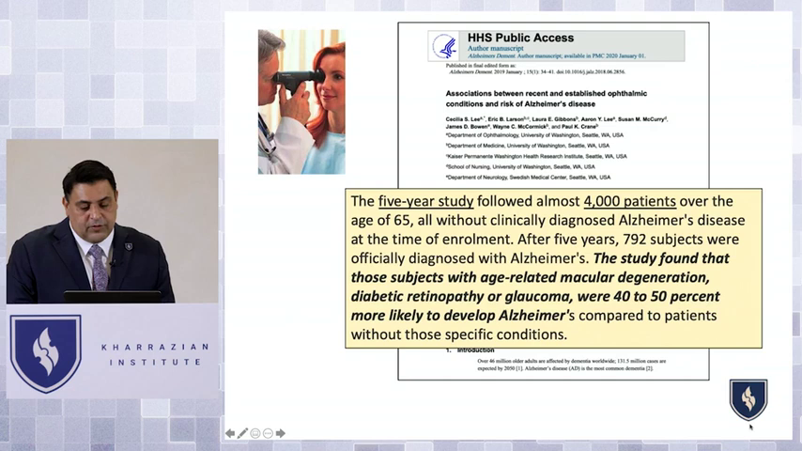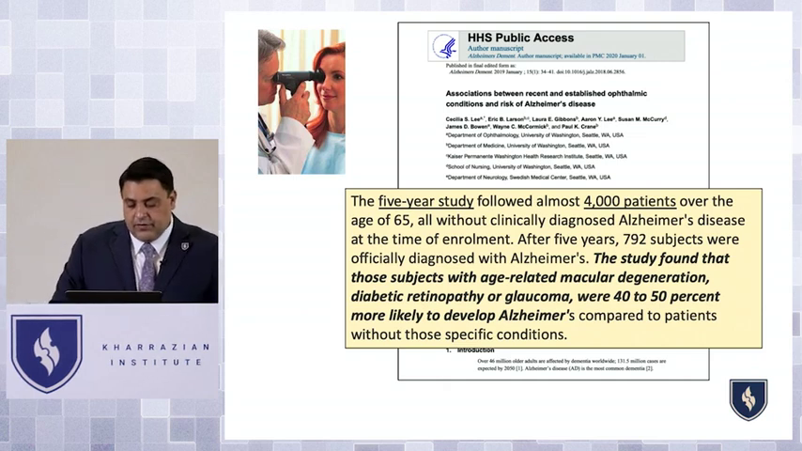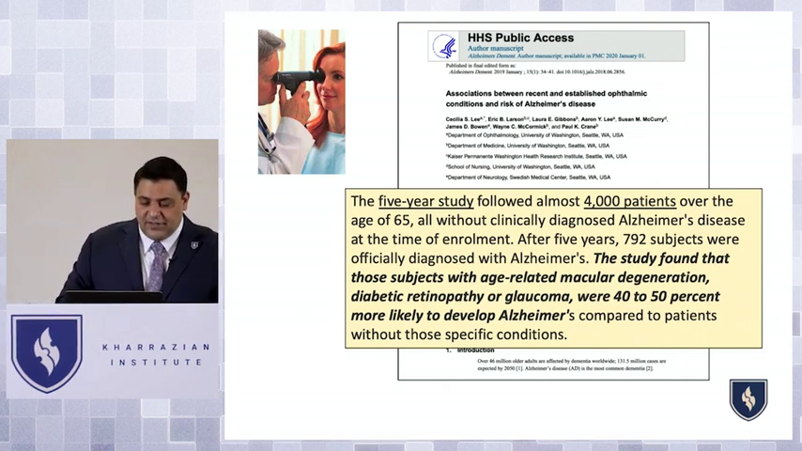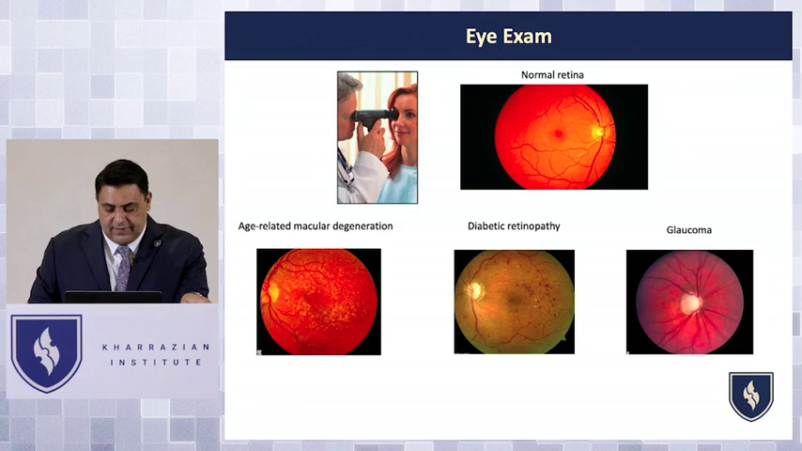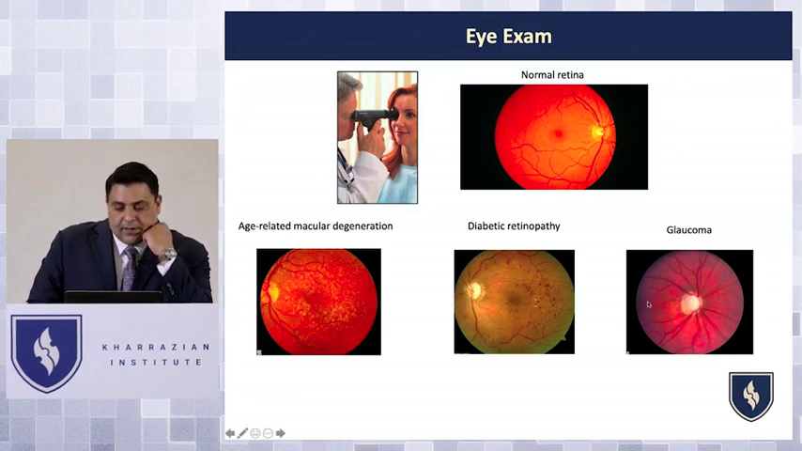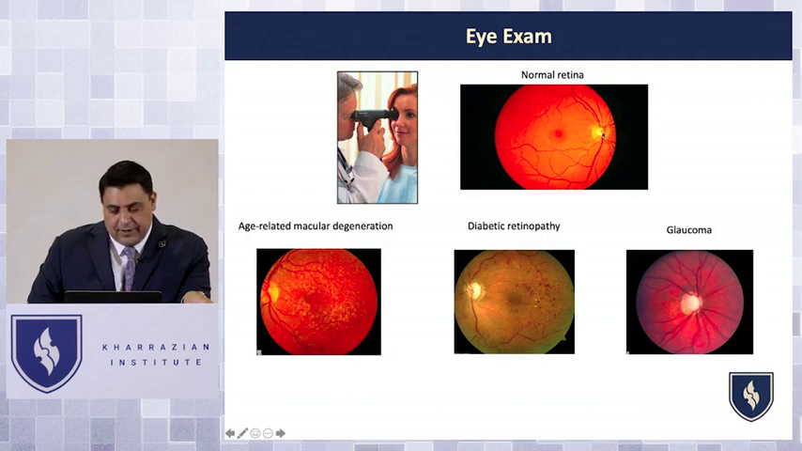The study found that those subjects with age-related macular degeneration, diabetic retinopathy, or glaucoma were 40 to 50% more likely to develop Alzheimer's disease compared to patients without these specific conditions, which makes sense because the changes taking place in the eye really share similar pathophysiologies with neurodegenerative diseases. So, make sure you know how to look at the eye. Use the PanOptic, it can help you. You can look at the optic nerve. You can look at the blood vessels. You can look at the macula, macular degeneration. You basically have a damaged macula, as you can see here. It's normal, here it's off.